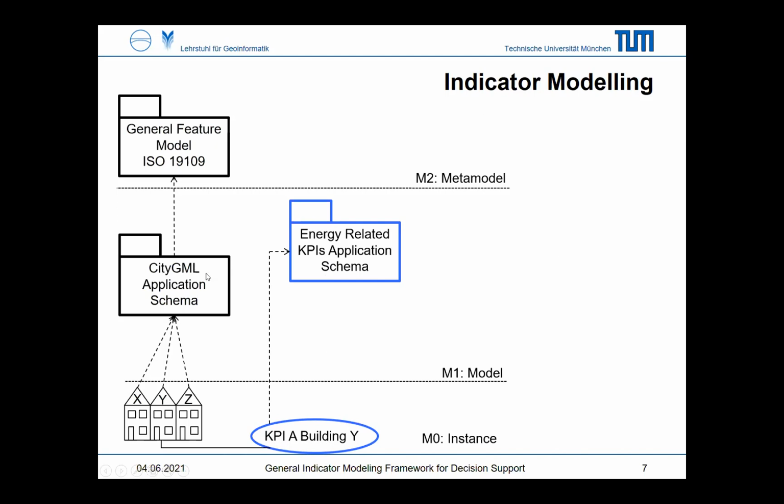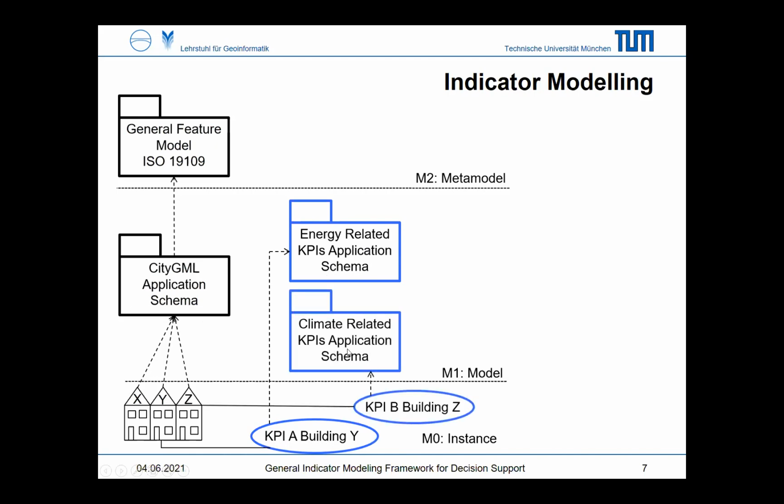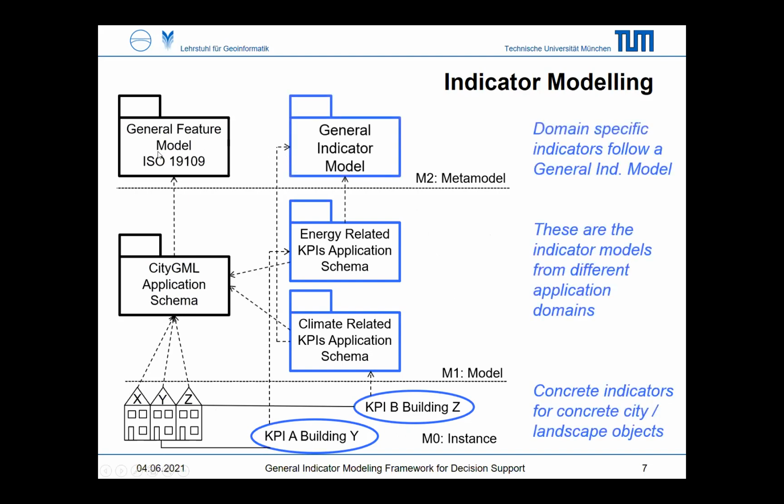Our suggestion is to have here, similar to application schemas for geodata, also application schemas for indicators. So you can model the indicator separately from the geospatial model. And then we can also have other application schemas. We may have energy-related application schemas, climate-related application schemas, traffic-related, etc. Then these objects on the bottom level are also linked to these indicators. Similar to ISO 19109, we would then also need a concept called the general indicator model, and these schemas would be an instance of it. Like CityGML is an instance of the general feature model, an energy-related application schema could be an instance of this one. And there is, of course, then the linking.